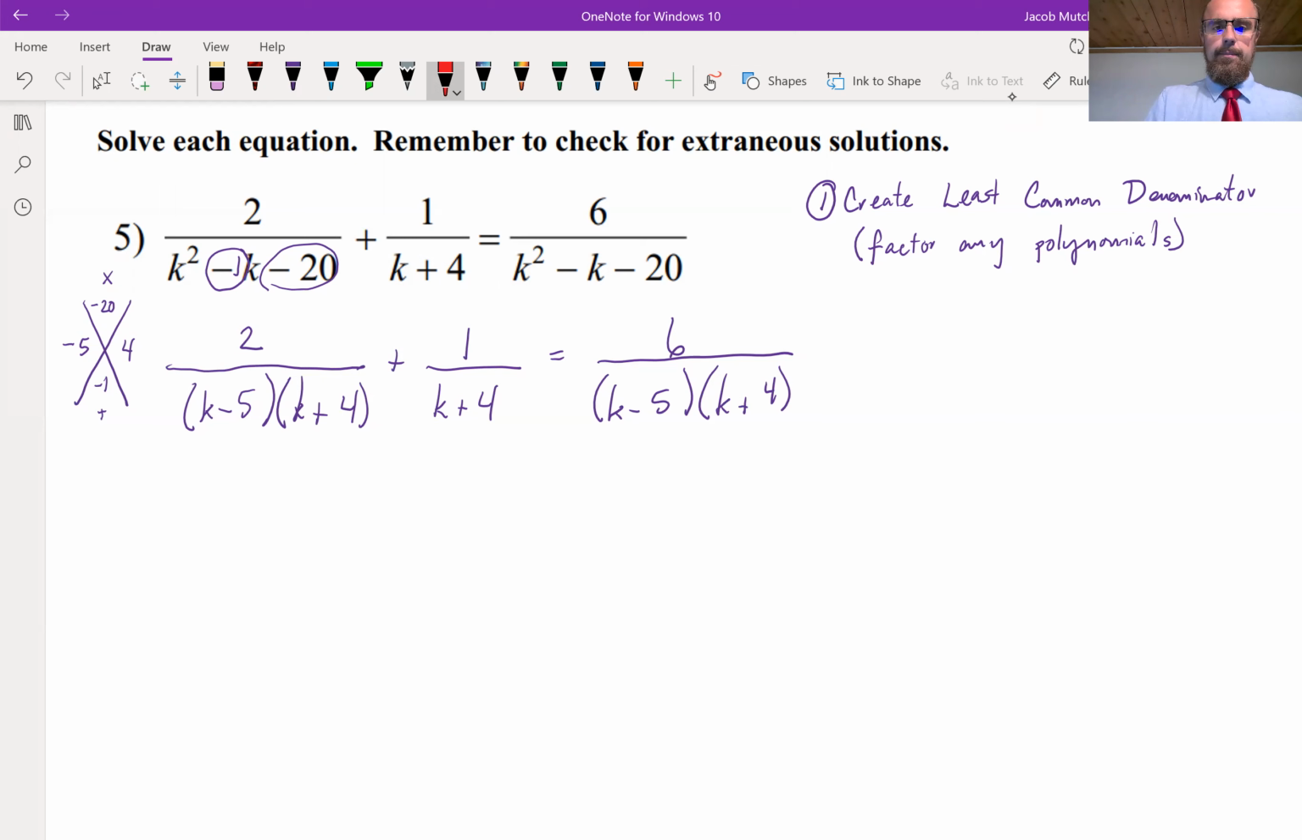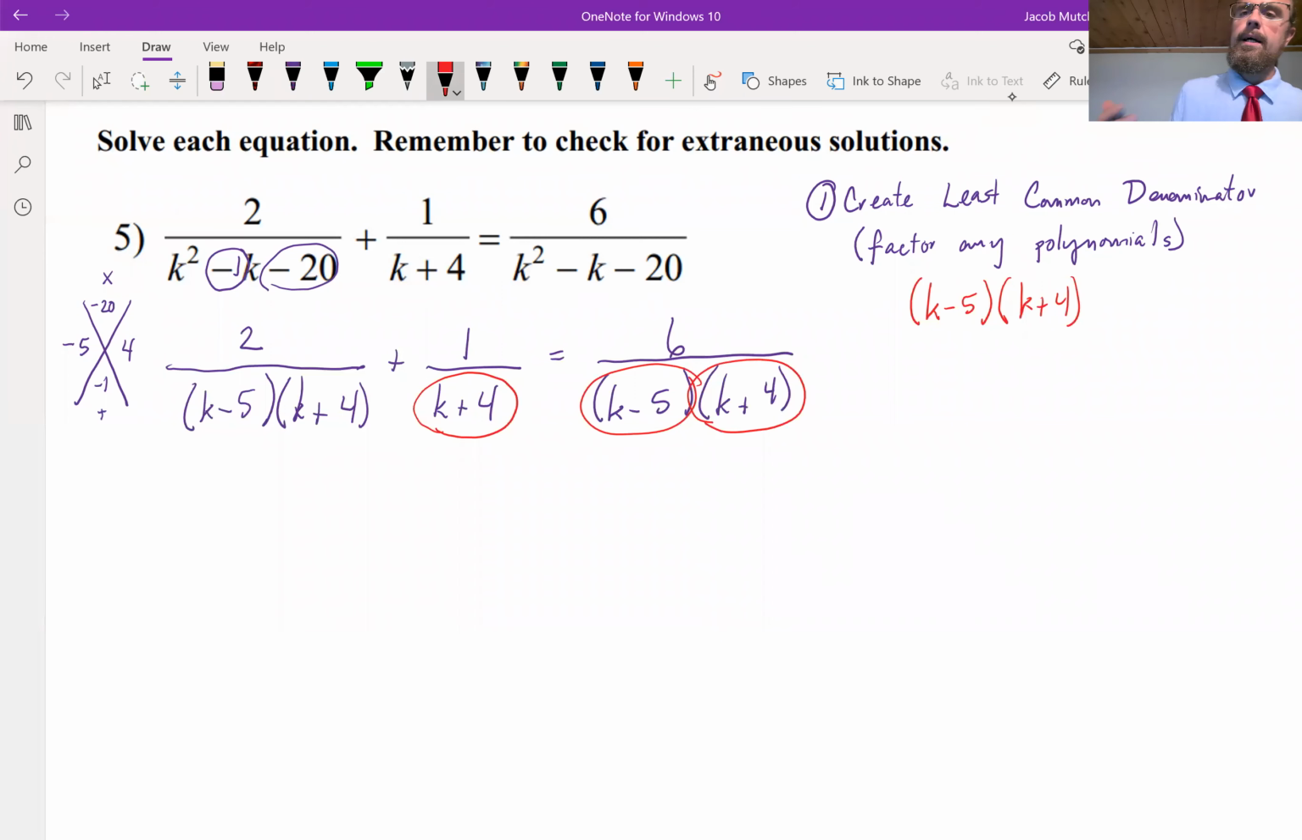I have a factor here in the middle, k plus 4, but notice in each of these others, I have k plus 4 and k minus 5. So the least common denominator would include any unique factor. So the ones that I'll include will be both k minus 5 and k plus 4.